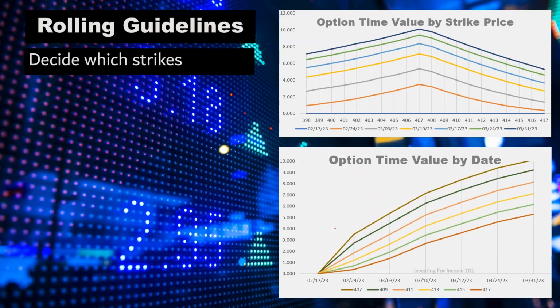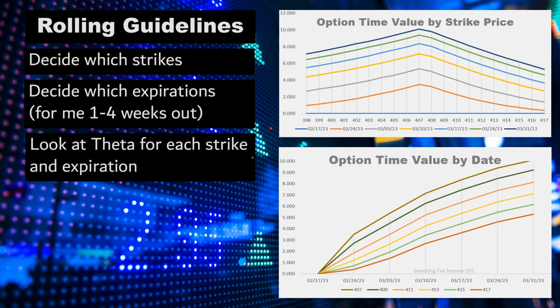So that's how you can use theta to guide your decisions on when to roll and to what expirations or even to what strike prices. So what are the guidelines then? First you should decide which strikes you want. For me, it was easy. I just wanted to keep the same strike price. I didn't want to go any higher or any lower. And I was just considering whether to roll it 1 week out.